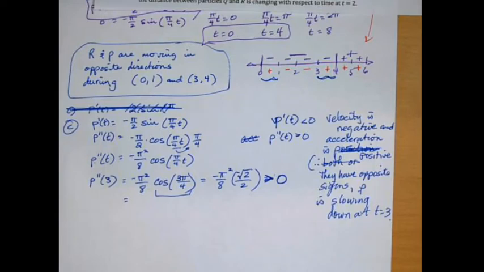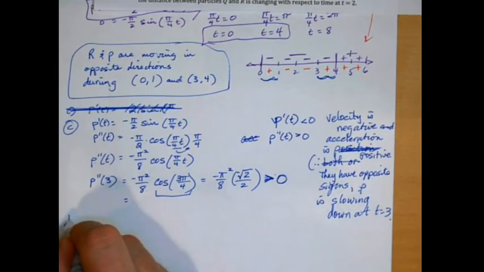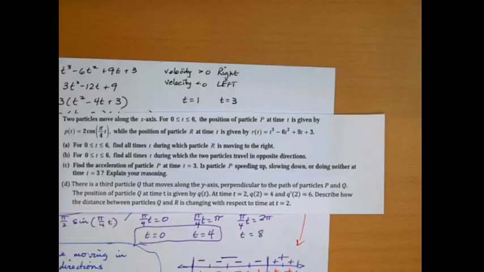Okay, you can just put slowing down, but they may only give you a point. They might be worth 3 points. You need to put that extra point down. All right. Well, part D, there's a third particle, Q.